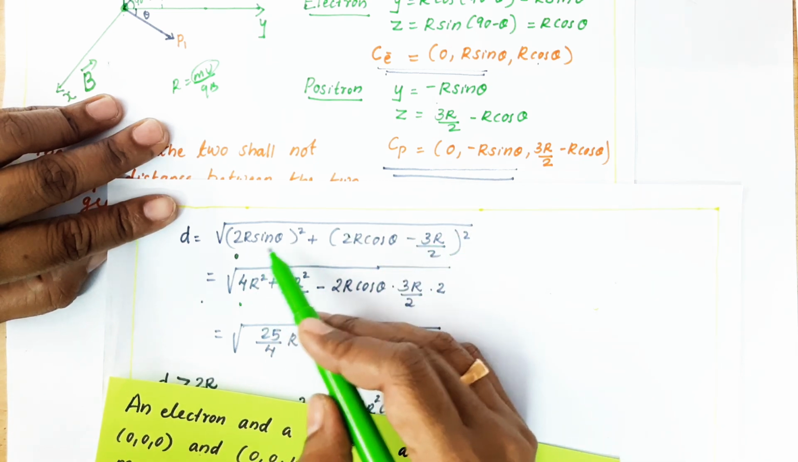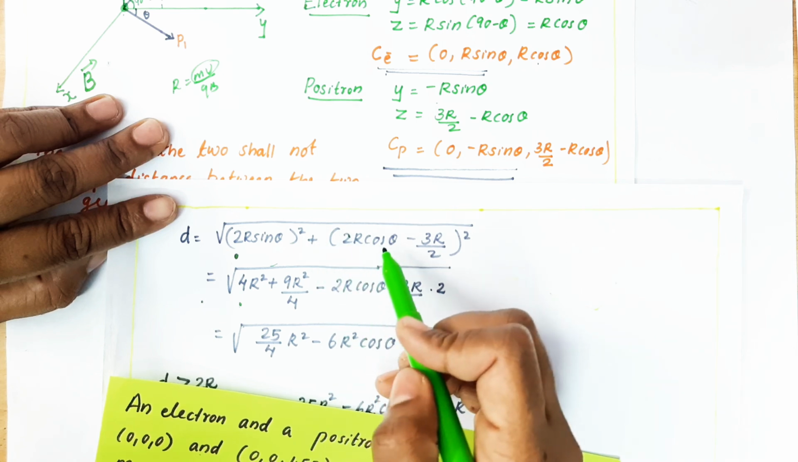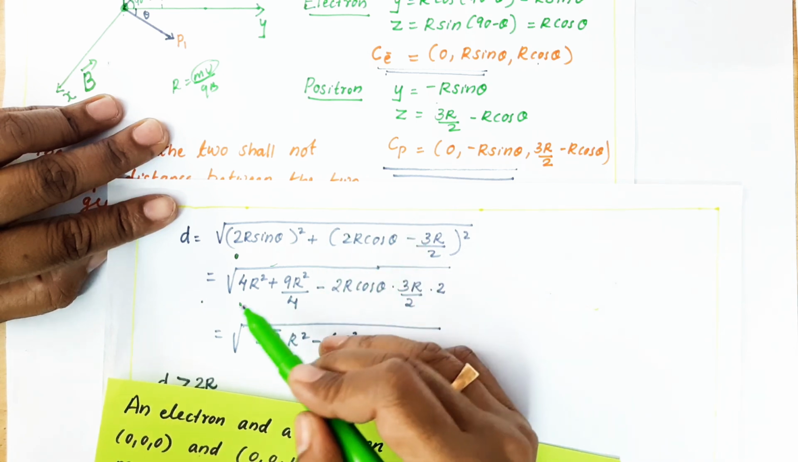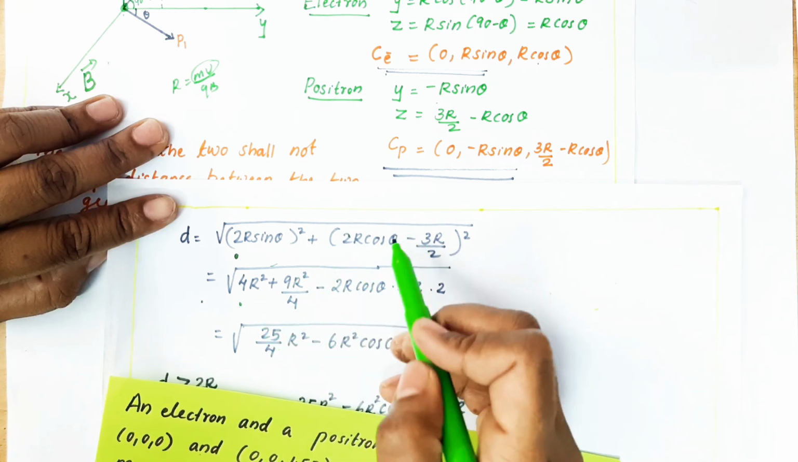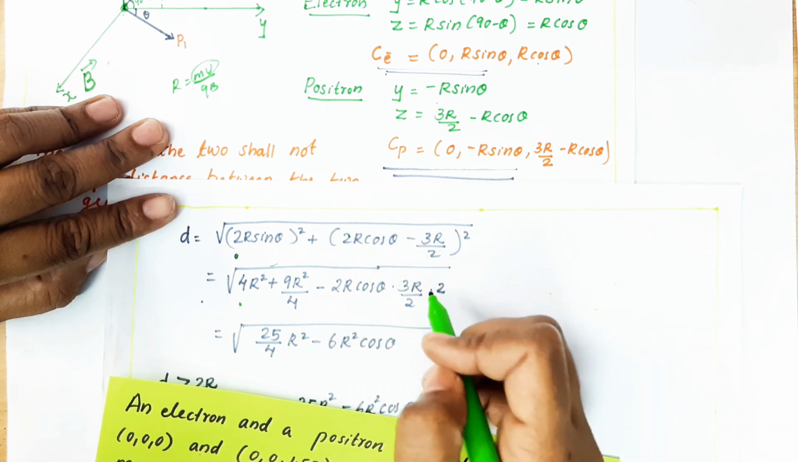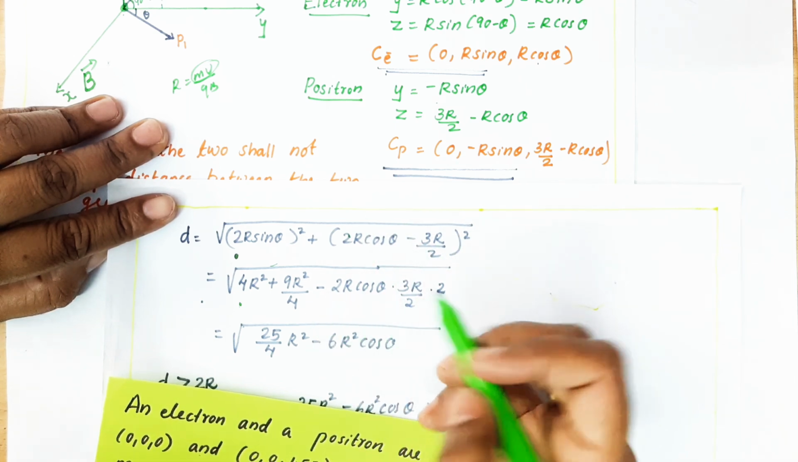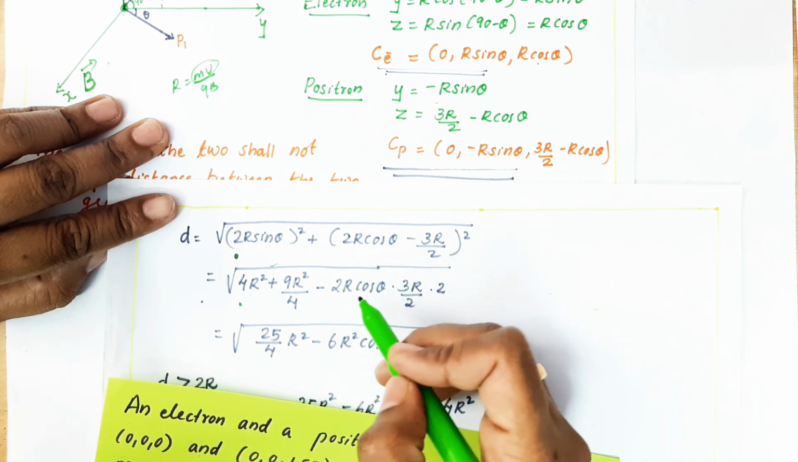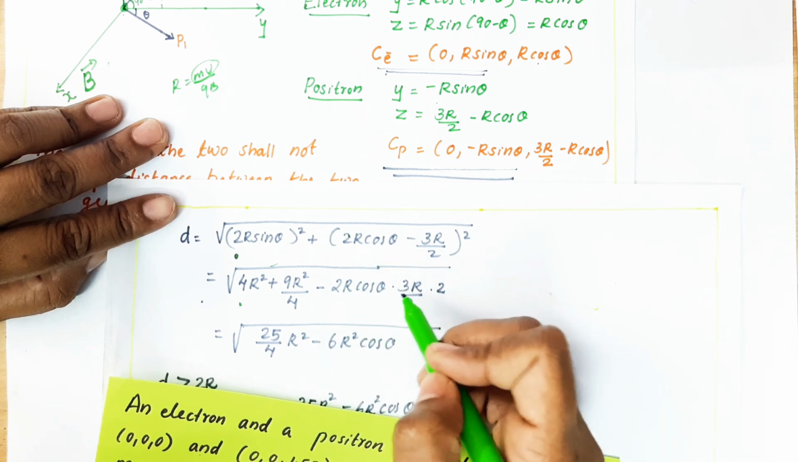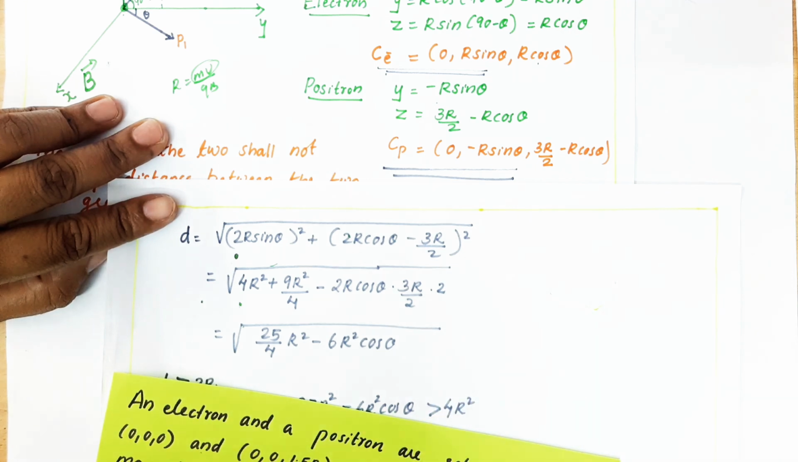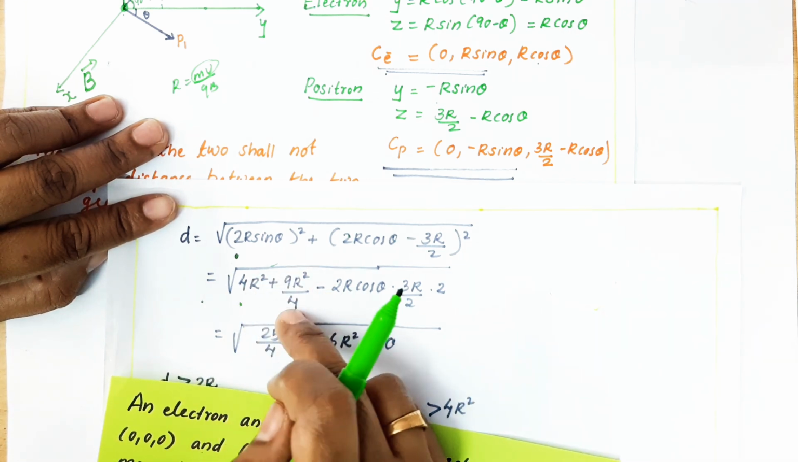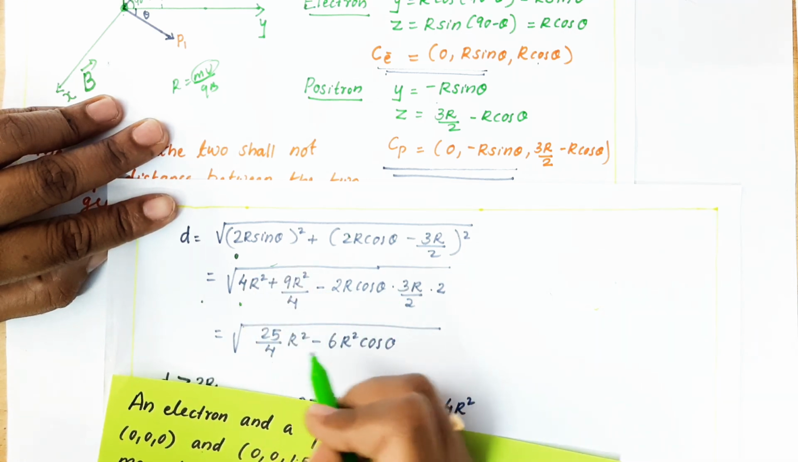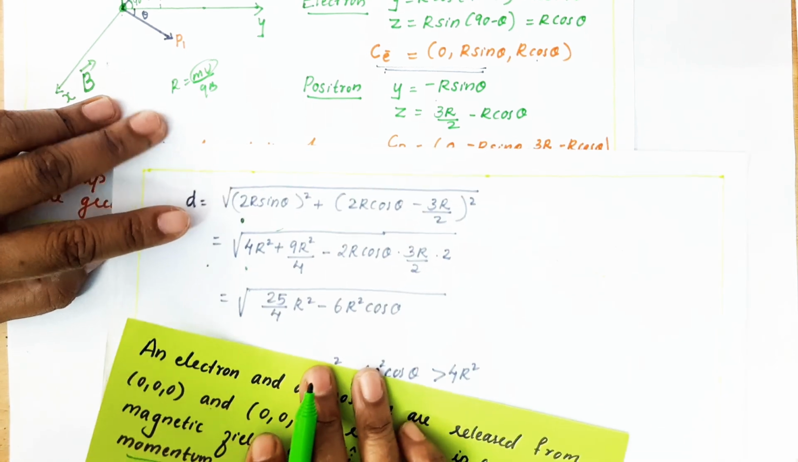Expand it. It will be 4R square sin square theta. Here will come 4R square cos square theta. So we can write 4R square. The remaining portion we are expanding and writing. This one when we square, 9R square by 4. The second term will be 2R cos theta into 3R by 2. If you expand these with LCM, 25 by 4 R square minus 6R square cos theta.